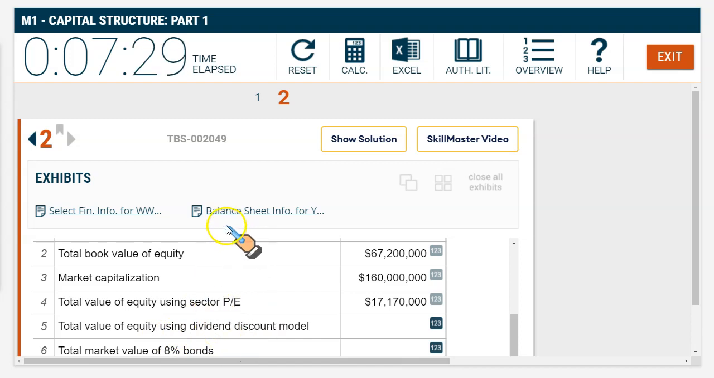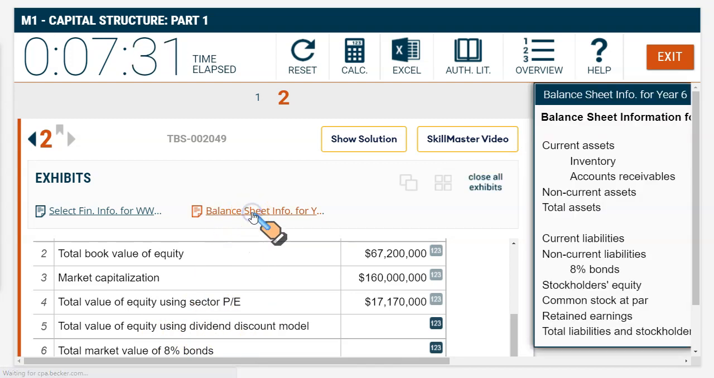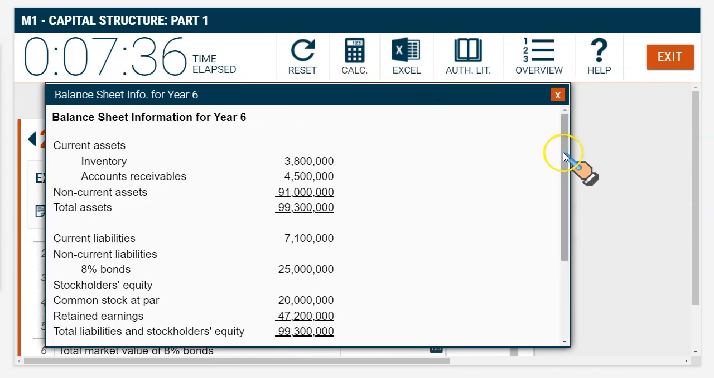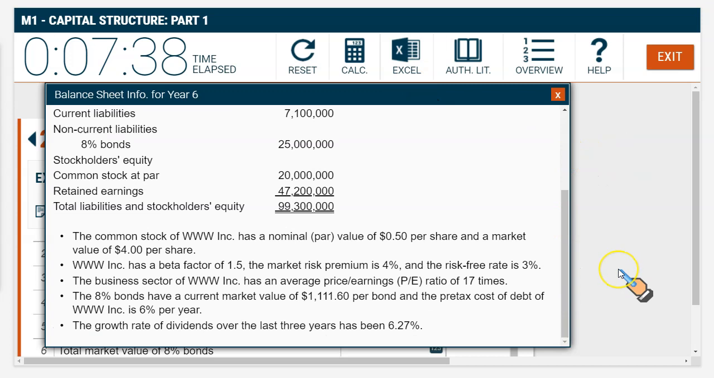Now for this we need to consult the information given again at the bottom of this exhibit. Okay. Now we have to value the equity using the dividend discount model. What is the dividend discount model? It is the price of the stock is equal to the current dividend multiplied by 1 plus growth rate upon the cost of equity minus growth rate. Let's see, what do we have?